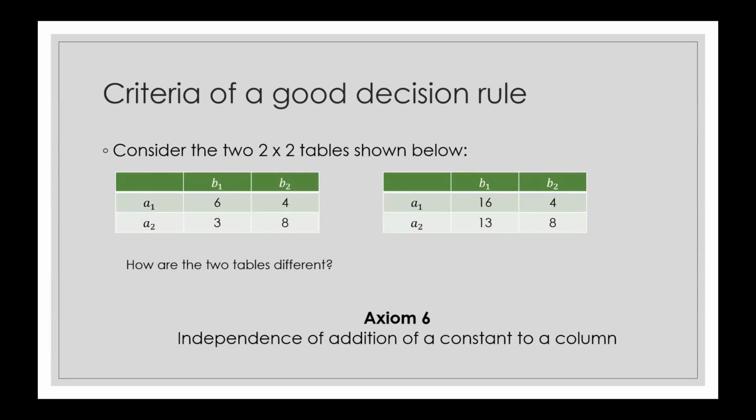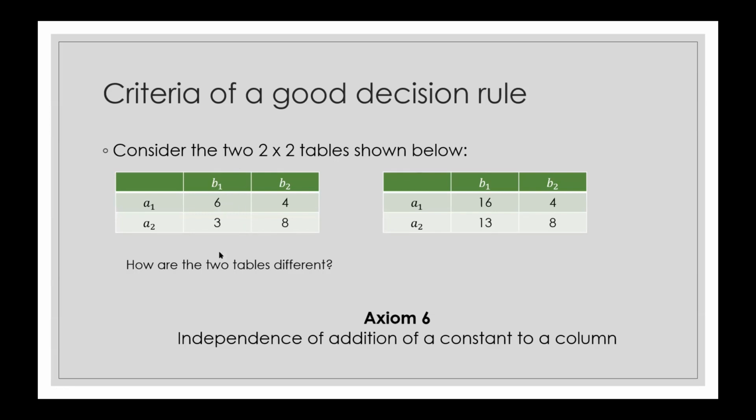And then we also have axiom 6. Observe these two tables. How are the two tables different? As you notice, we just added plus 10 on the first column. So 6 plus 10, 3 plus 10.